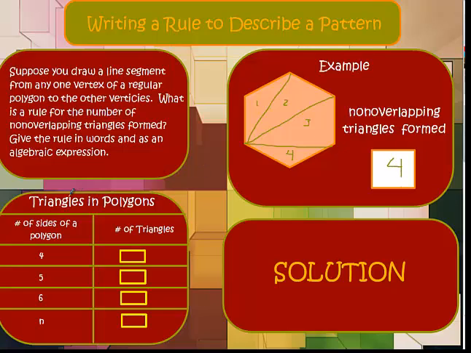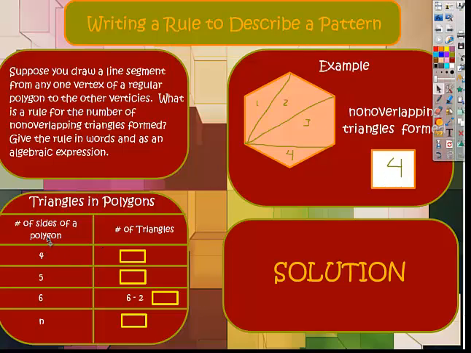Alright, so look down here. Triangles in polygons. Well, that's what this is. This was a polygon, a multiple-sided figure, and how many triangles were there? 4. So when the number of sides of a polygon was 6, my hexagon, the number of triangles was 6 minus 2, which is 4.